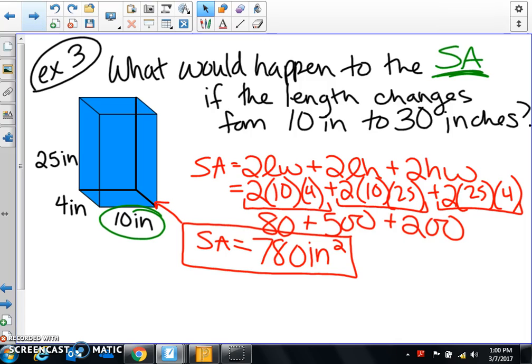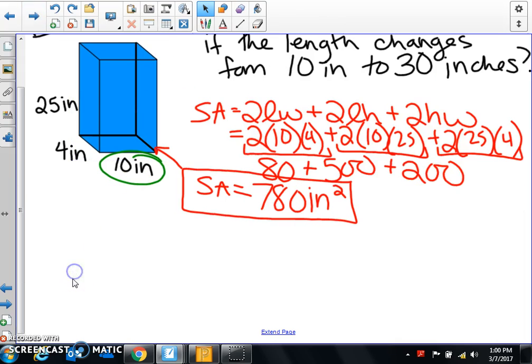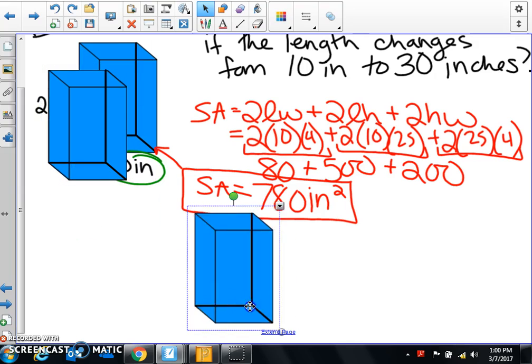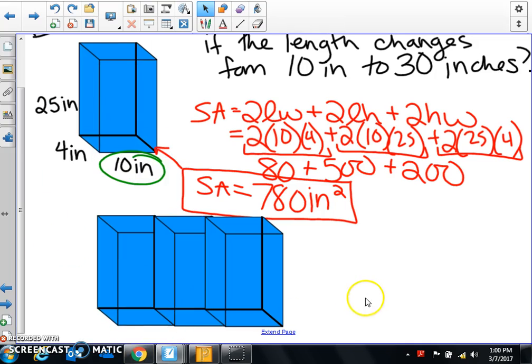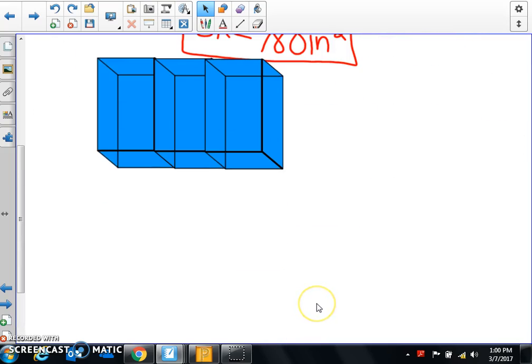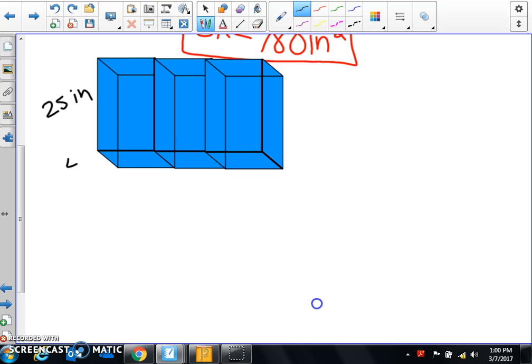Okay. If we tripled the length, aka this bottom, we would just take this exact same thing and line it up nice and neat. All right, so we do this exact same thing. However, this time the height has not changed. It's still 25 inches. The width has not changed. It's still 4. However, this has now changed the length to 30. So now let's calculate the surface area of that.